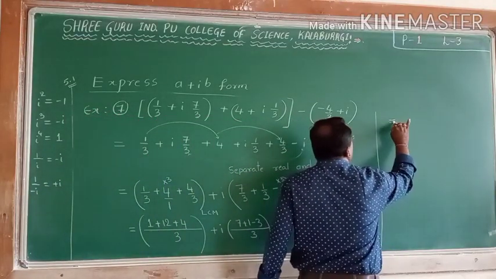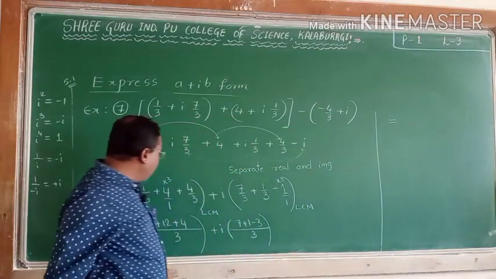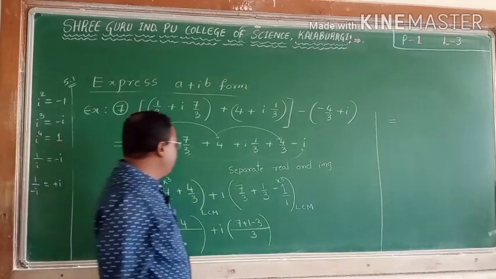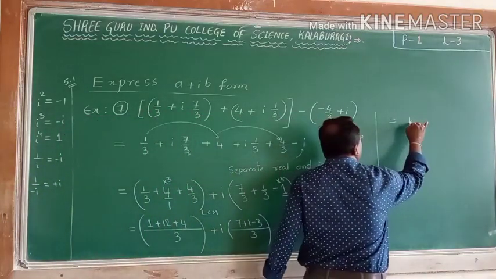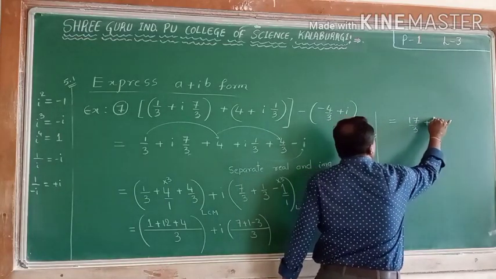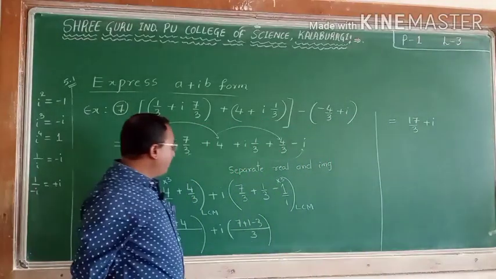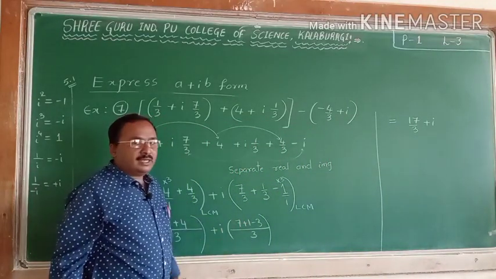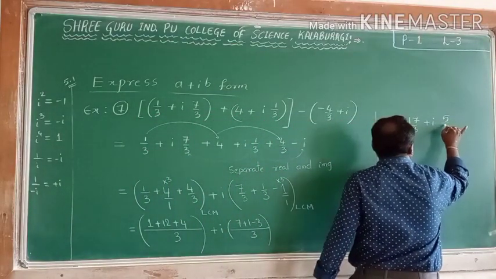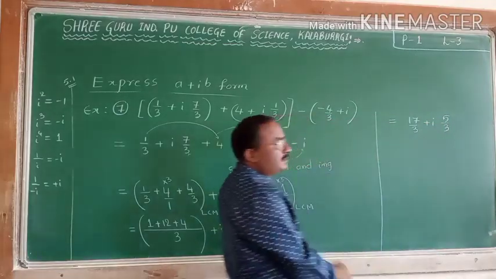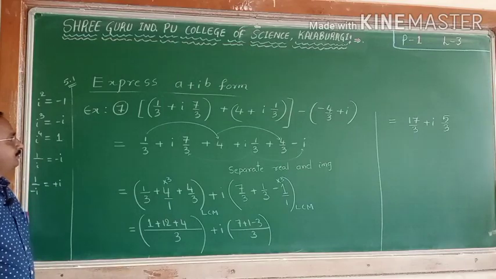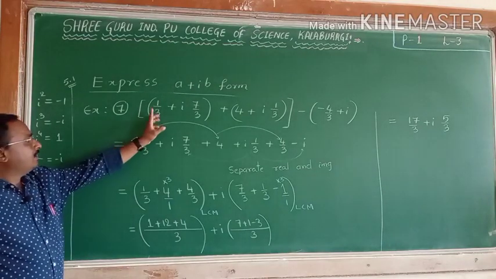Express in a plus ib form. Real part is 1 plus 12, 13, plus 4, 17. 17 by 3 is the real part, plus i as it is. Imaginary part is 7 plus 1, 8, 8 minus 3, 5. 5 by 3. Yes. Express in a plus ib form. Any doubt? This is the question.